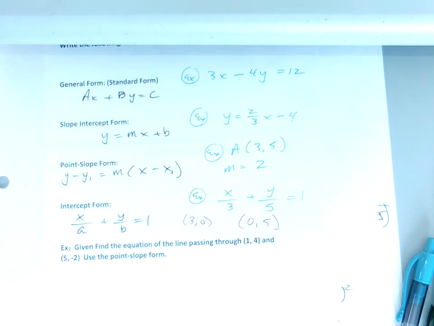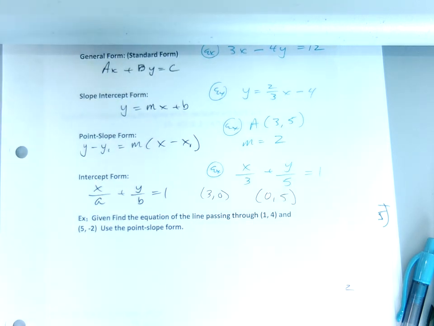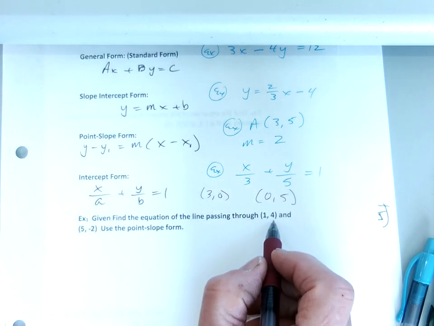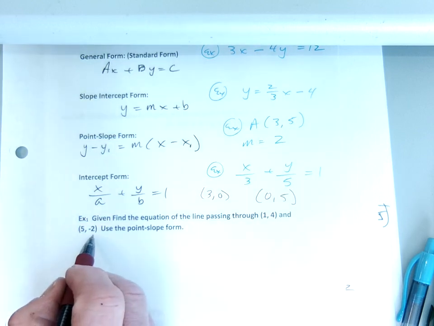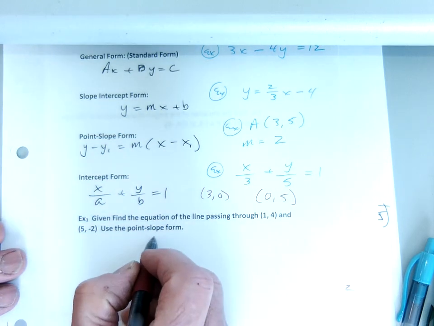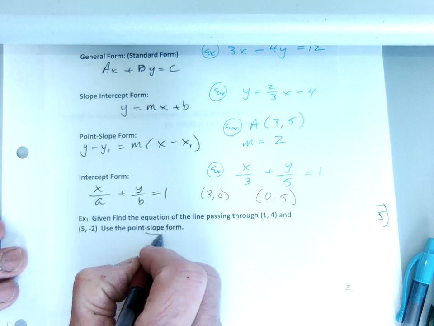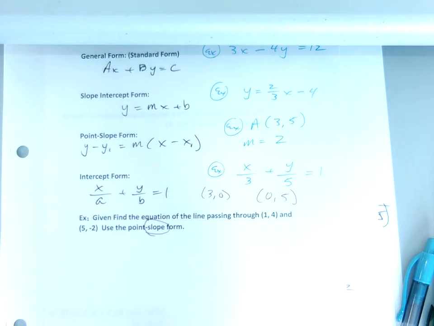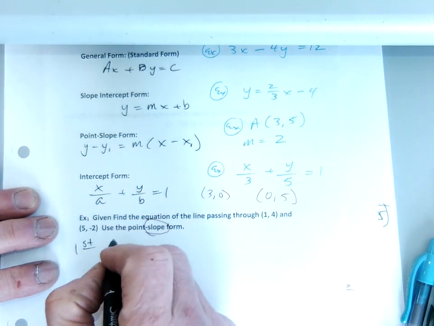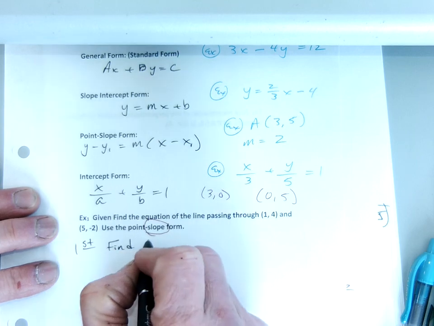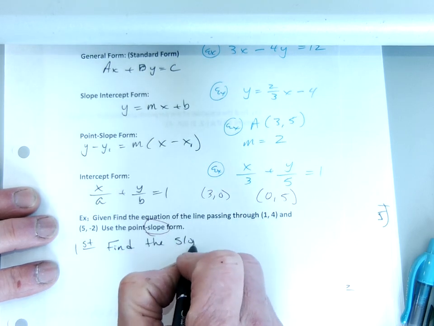So let's go ahead and take a look at the first example. Example 1. Find the equation of the line passing through 1, 4 and 5, -2. Use the point slope formula. But before we can use the point slope formula, we've got to find the slope. We're not going to do it by graphing. Graphing can work, but you can't graph everything. So I'm going to find the slope first.